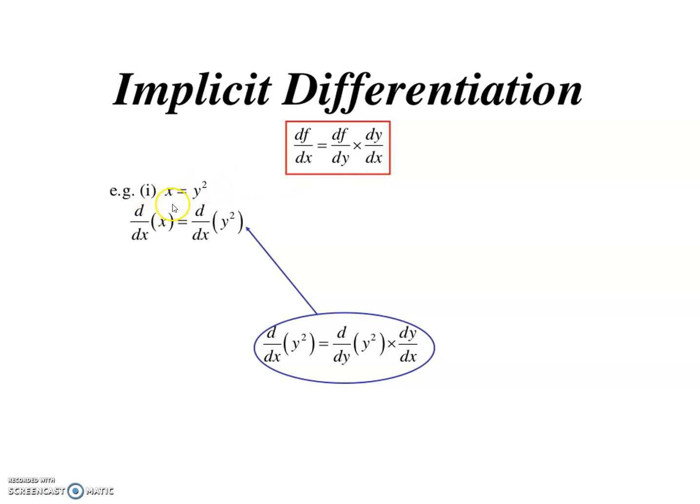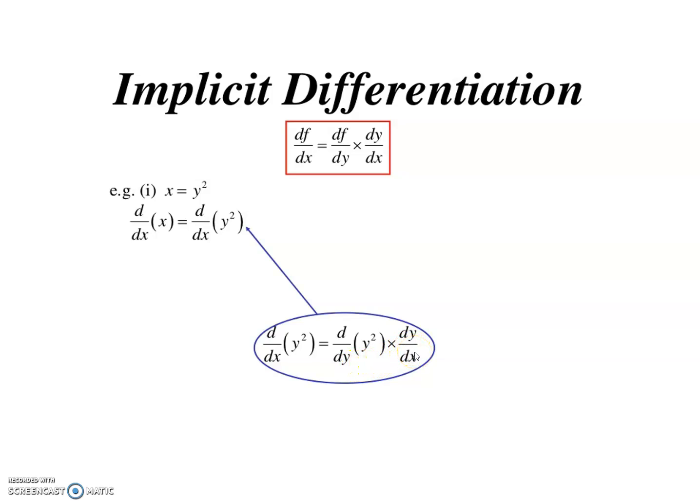For example, x is equal to y square. We have to take the derivative of both sides, that is both side differentiation. Derivative of x, derivative of y square. We know that the derivative of x by using the formula is 1. But how is the derivative of y square possible? That means we have to take the derivative of y square into dy by dx.